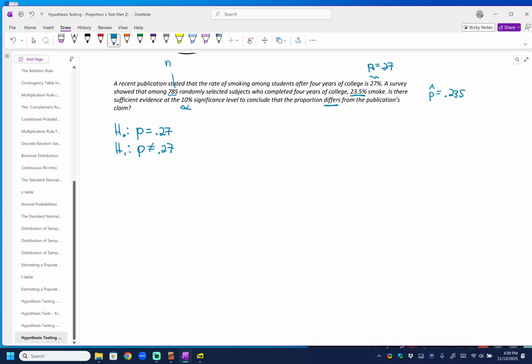Alpha is given as 0.10. We need to calculate our test statistic, which is going to be equal to 0.235 minus 0.27 over the square root of 0.27 times 1 minus 0.27. Again, don't get confused by these or flip them or anything like that. Don't put the wrong number below. Make sure you're very clear with which one you're using along the way there. We're going to divide by 785, which is a nice healthy sample. If we do so, we're going to get negative 2.21 as our test statistic.